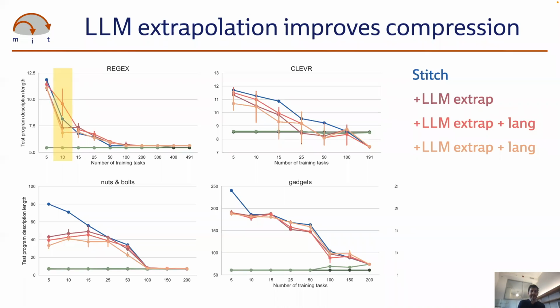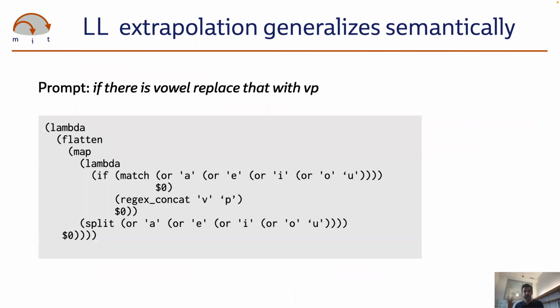What's cool is that it's especially helpful to have these natural language annotations, and you can get some very surprising forms of generalization with them. Here in this regex domain, there's a big jump at some point when some new function gets added to the library. We can look in and see what function the language model caused us to add, and it was produced by examples like this. We said, extrapolate, conditioned on the instruction: if there's a vowel, replace that with VP.